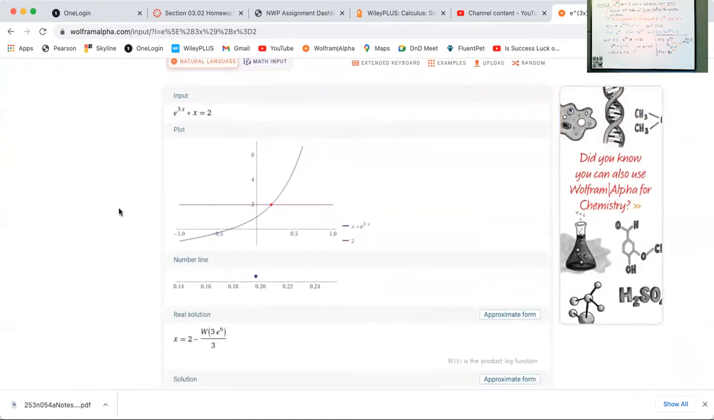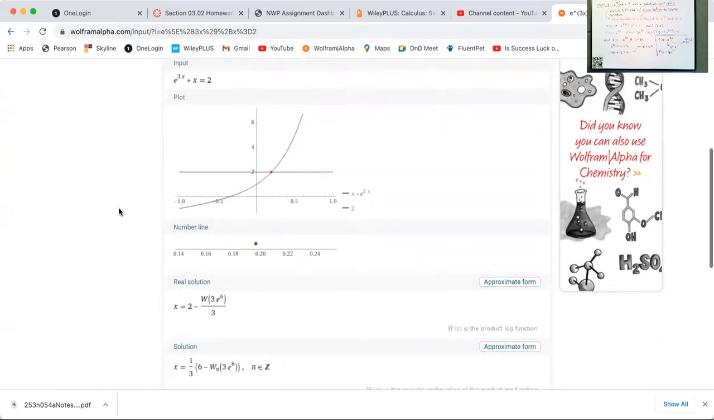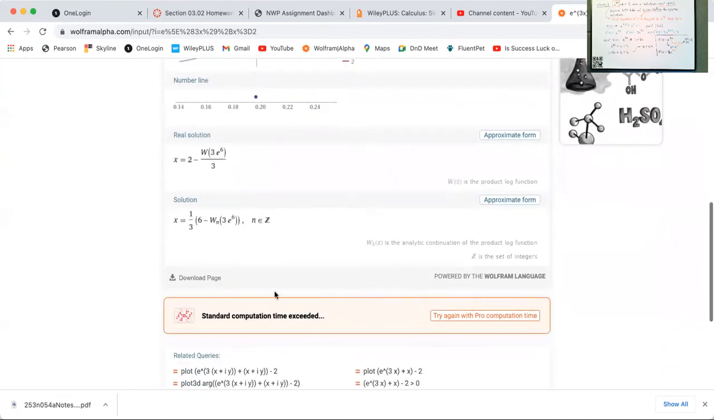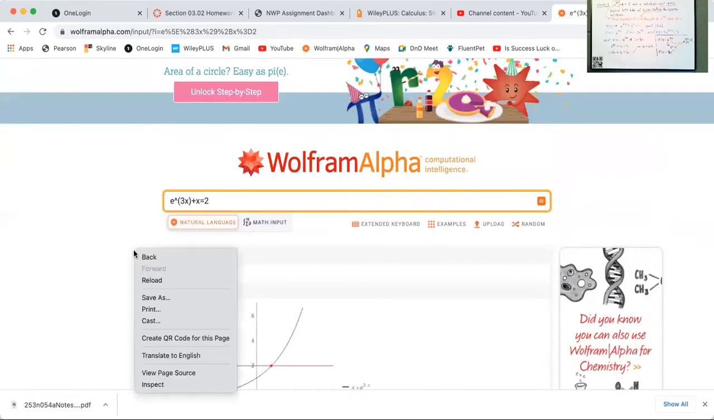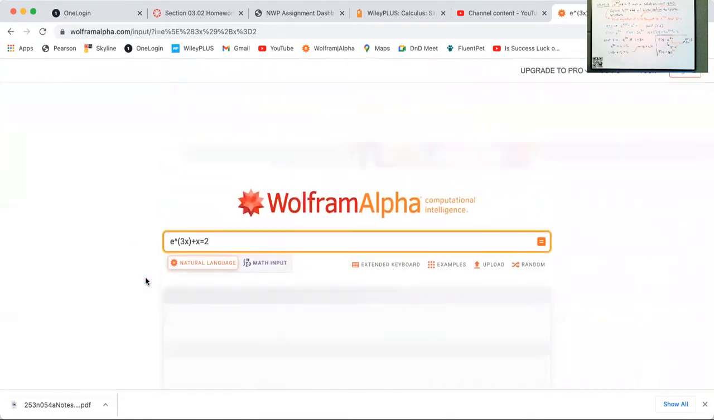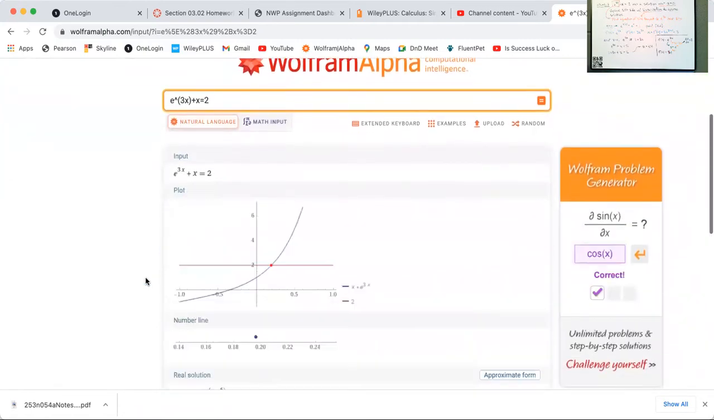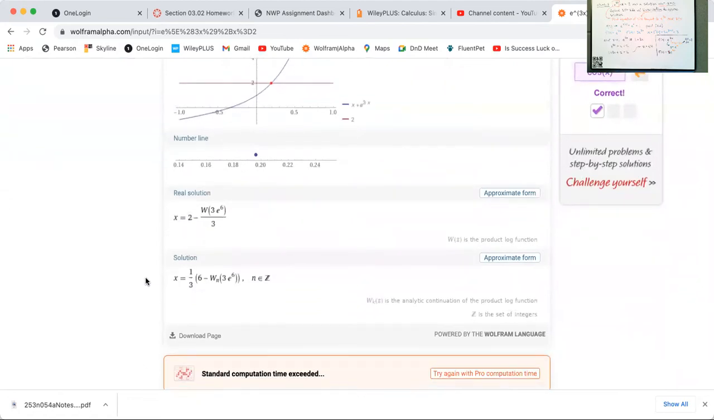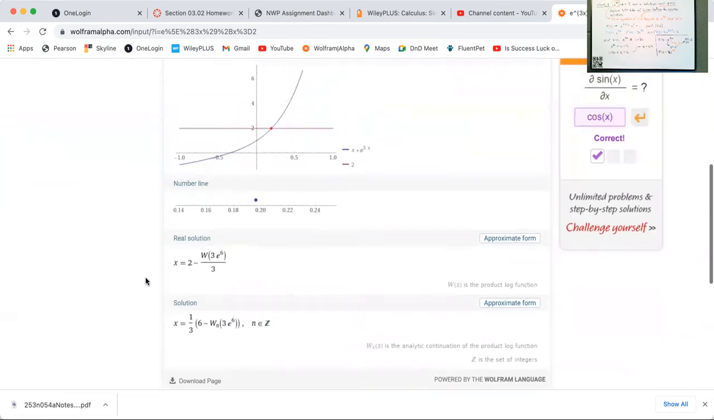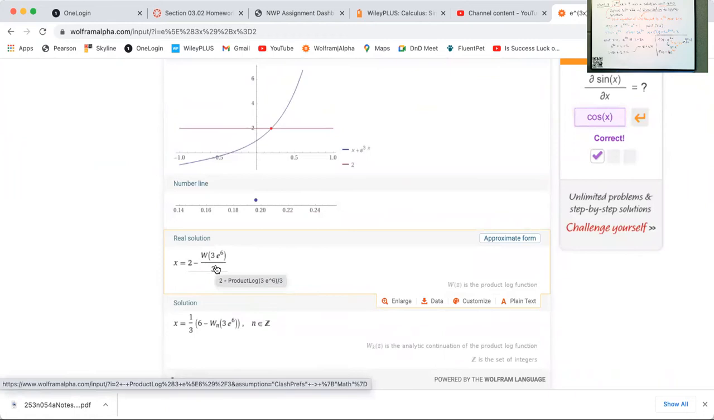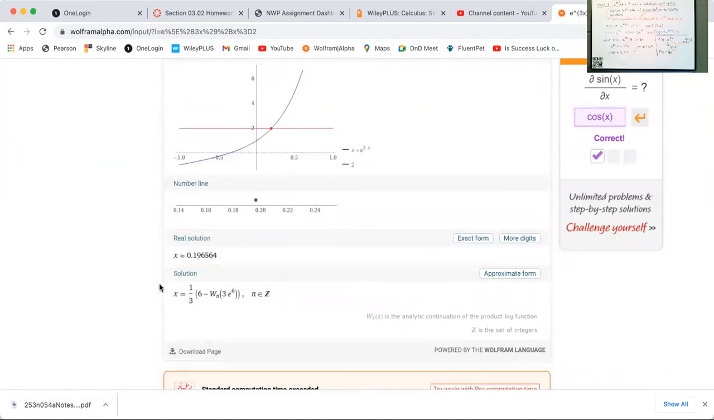So there's our e to the 3x plus x equals 2. And oh, standard computation time has exceeded. Sometimes when that happens, if you just reload, then it'll redo it. Oh, no. Let's see. Oh, there we go. Approximate form. Now we have more decimal places.